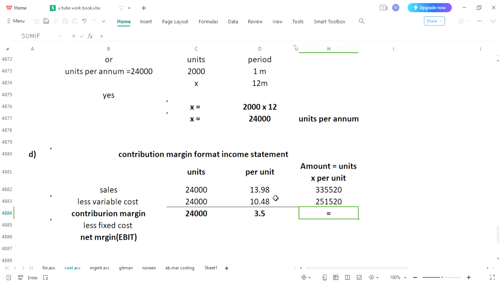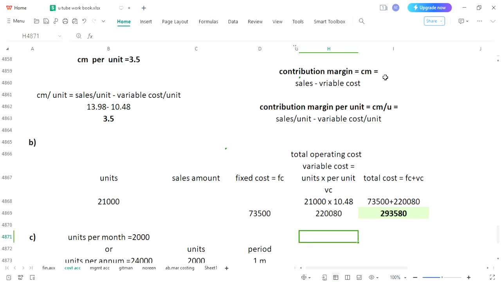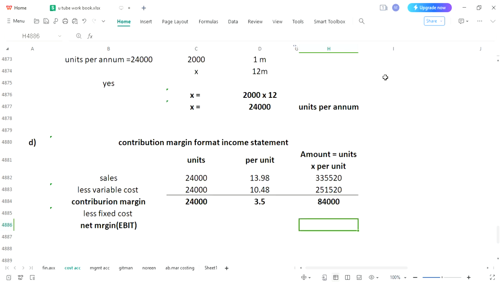The amount of sale was 335,520. Look over here, this was the amount of sale, and you will subtract your variable cost, 251,520. We have got our contribution margin, which is 84,000. Go back to the question and see, we have 73,500 as our fixed cost. So you can put 73,500 as your fixed cost.